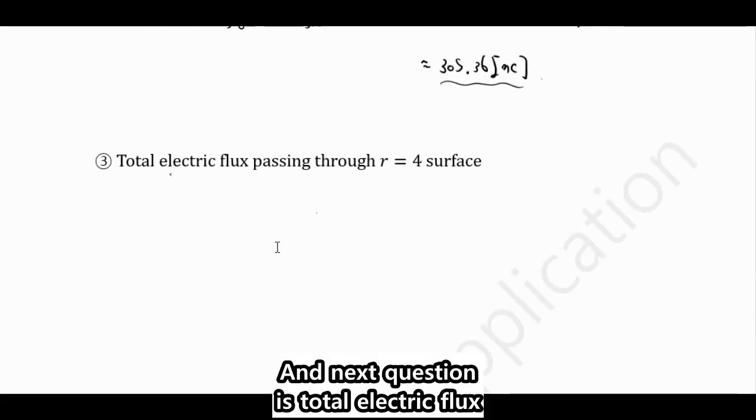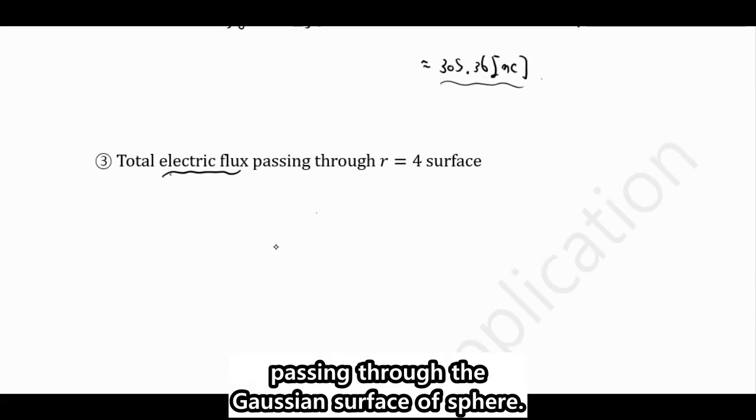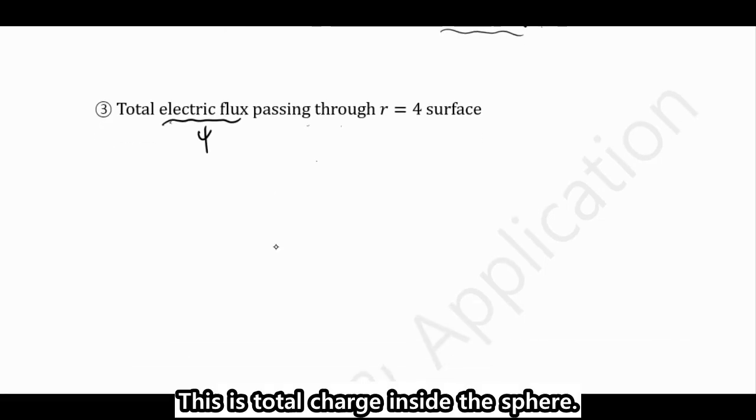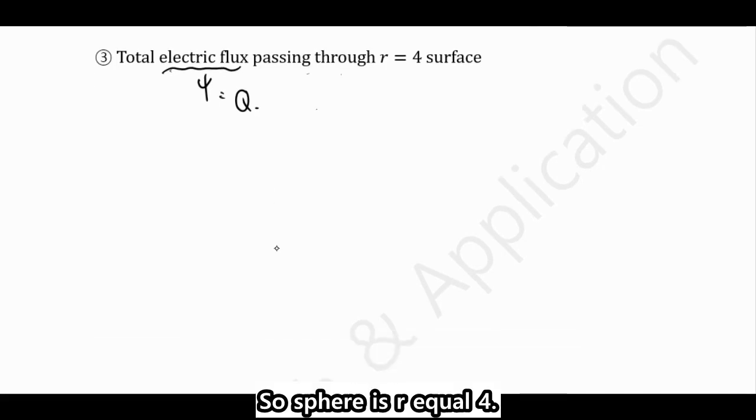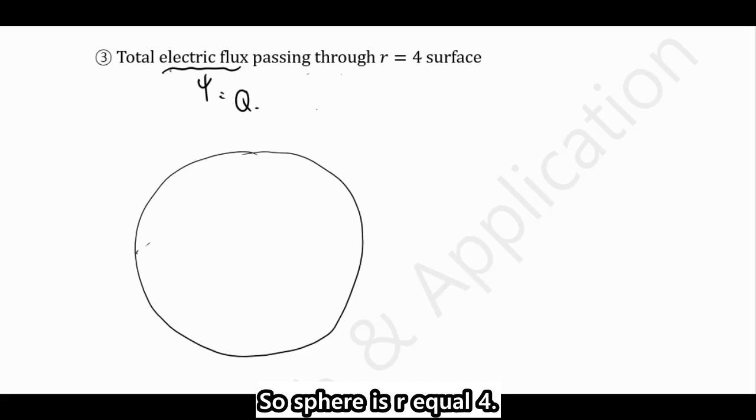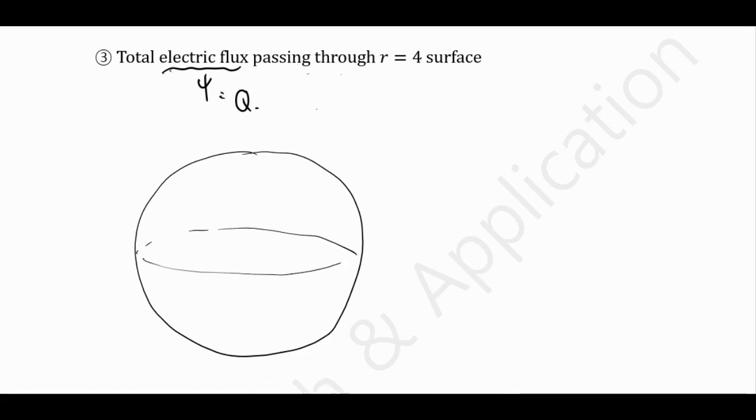The next question is the total electric flux passing through the Gaussian surface of the sphere. This is the total charge inside the sphere. So the sphere is r equals 4.